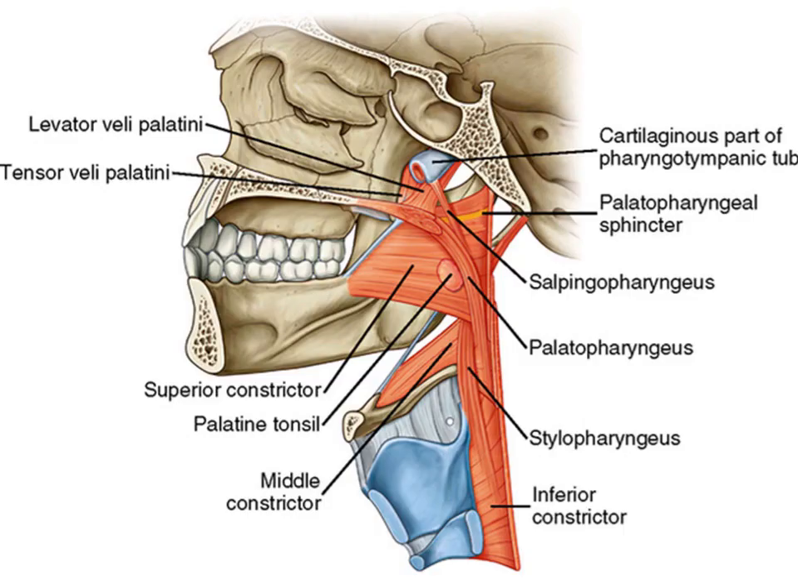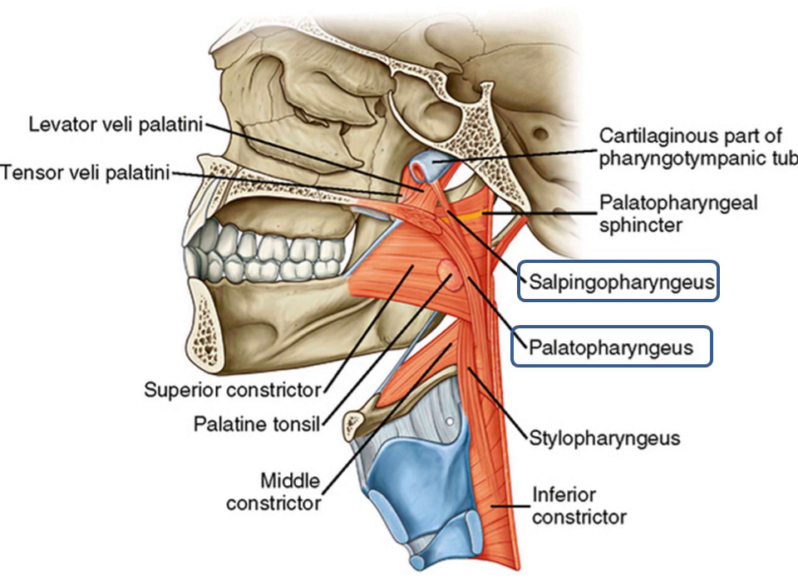And there are two other muscles of the pharynx, salpingopharyngeus and palatopharyngeus. They are also supplied by the vagus nerve. Now, all of the muscles of the palate are also supplied by the vagus nerve except tensor veli palatini, which is supplied by the trigeminal nerve, the mandibular division of the trigeminal nerve.